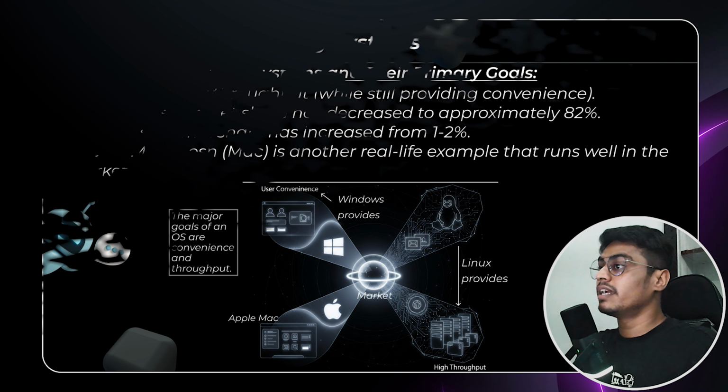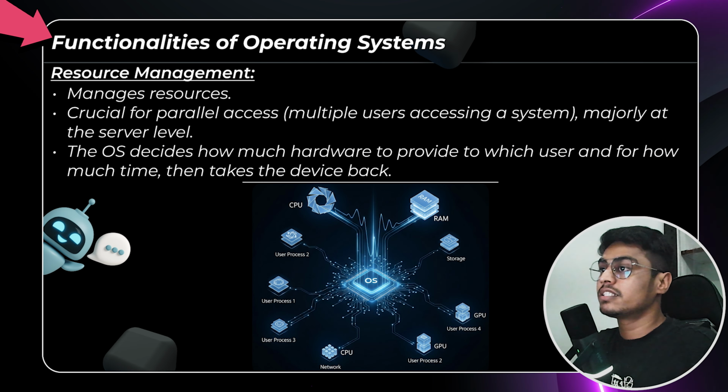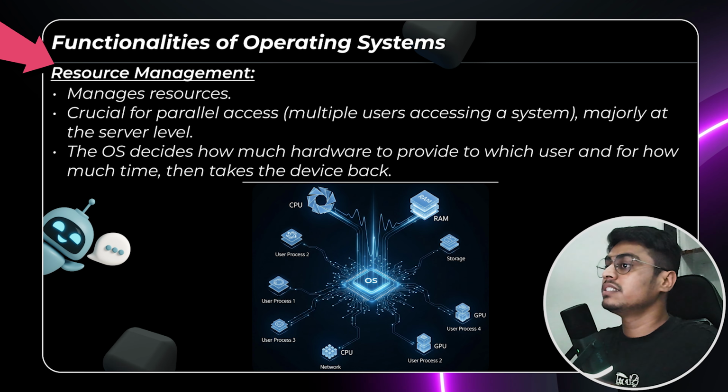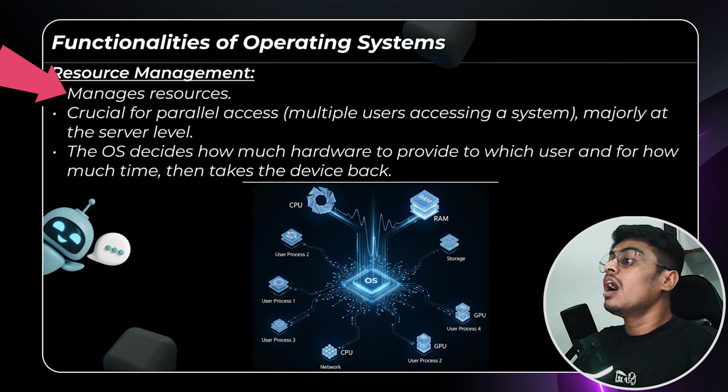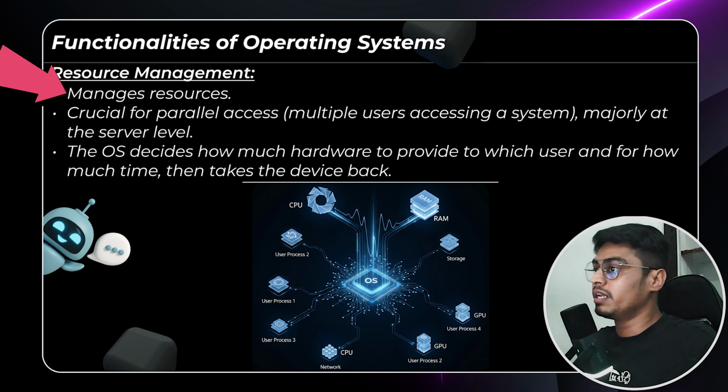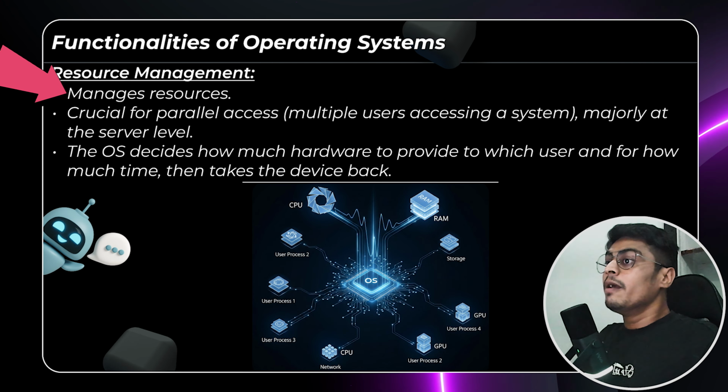Now the next part that comes here is, what are the functionalities of operating systems? If I have installed an operating system in my system, then what are its functionalities? The major functionality of operating system is, first, resource management. It manages the resources. How do we manage resources? If I am alone using my system by myself, then at that point I don't need any resource management that much.